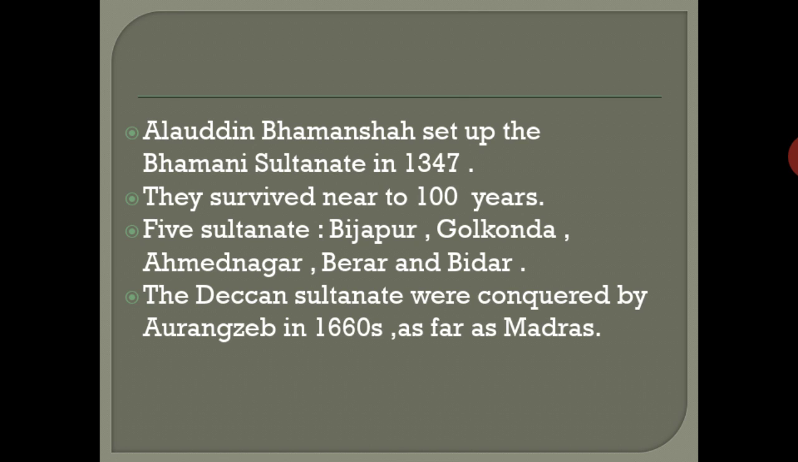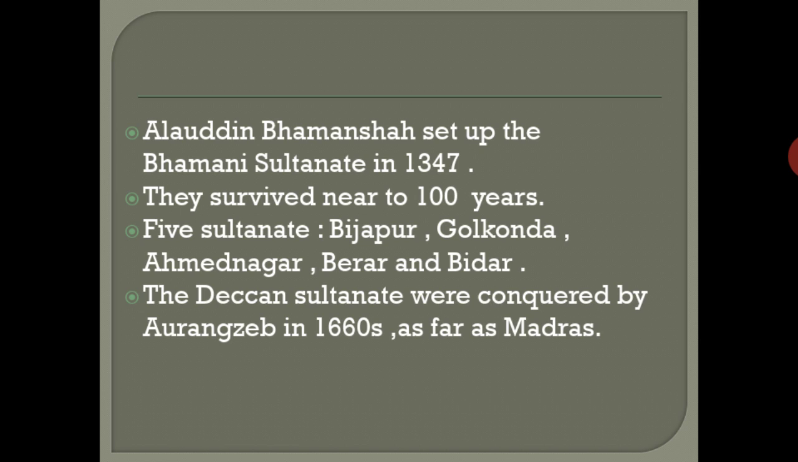In mid India, Bijapur, Golconda, Ahmednagar, Berar and Bidar were the five very big sultanates. Mid India, not north and not south. These five sultanates combined and defeated the Vijayanagar Empire at one time, and from that the Vijayanagar Empire started to decline.